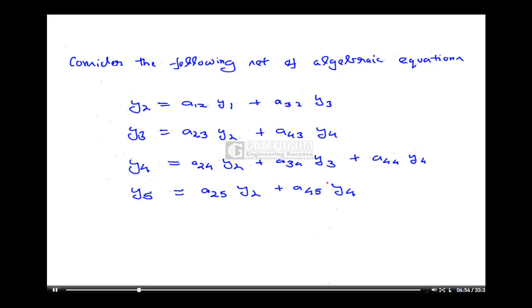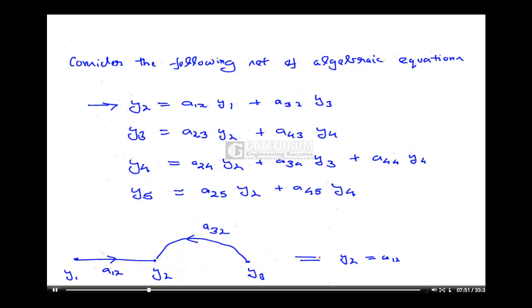Now I have to draw a signal flow graph for these equations. How to start? In this there is no equation given for y1, so y1 is my starting point. This is my y1. From y1 I can go to y2. Now the first equation is y2 equals a12 y1 plus a32 y3. Going from y1 to y2 I multiply by a12. But y2 is also a sum of another point y3, so let this be another point y3, and from here to here it is coming as a32. Now this satisfies the equation y2 equals a12 y1 plus a32 y3.